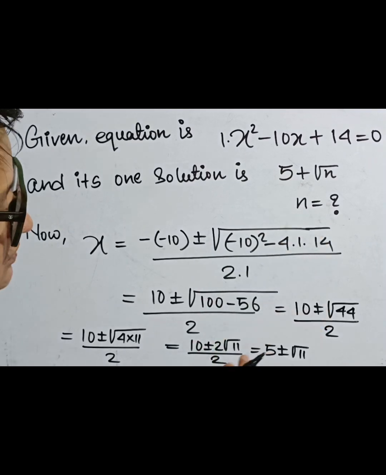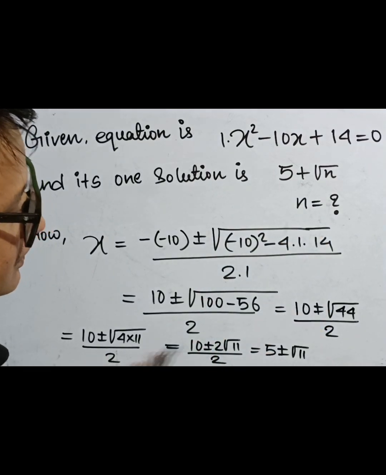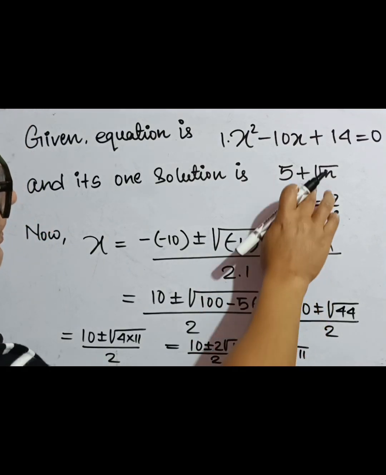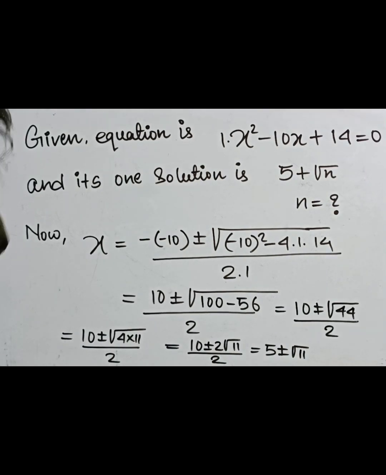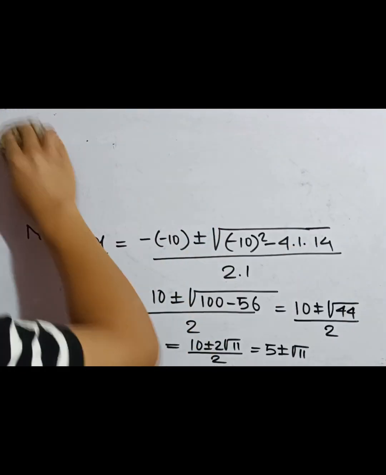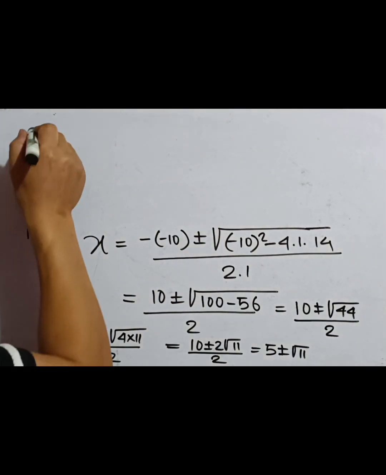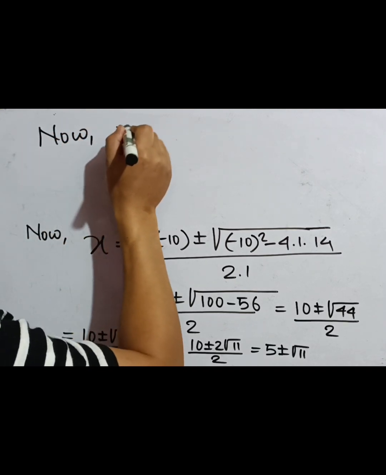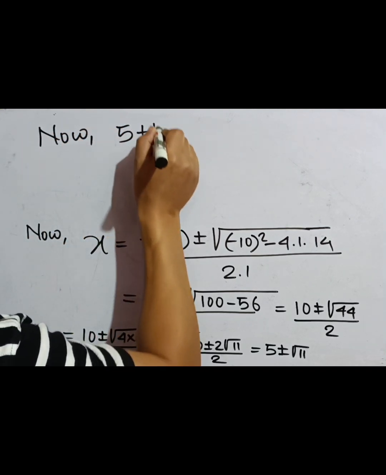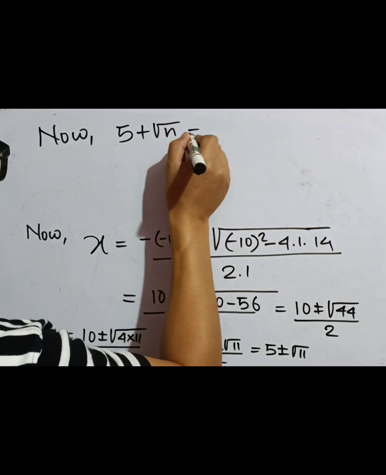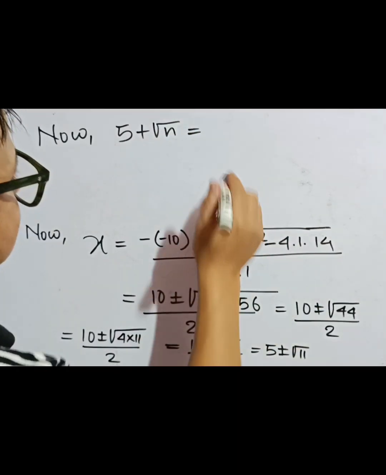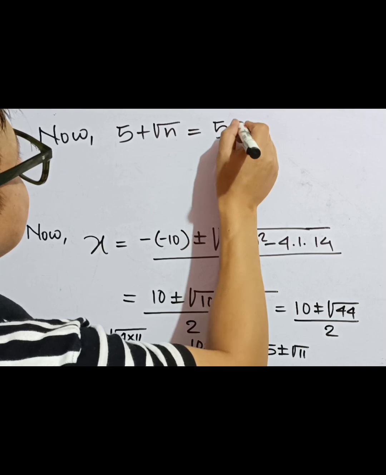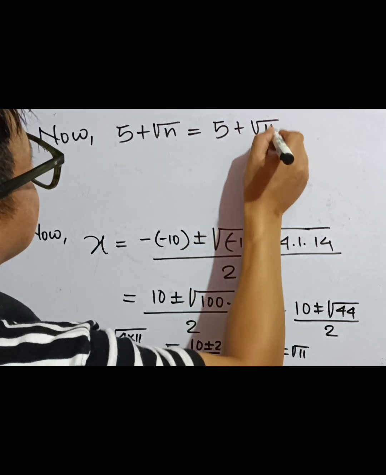But one solution is given by the equation, that is 5 plus root n. Now let us compare the positive root of the given equation with the one given root of the equation. So now given root according to the equation is 5 plus root n, and this is equal to the positive root. Let us consider positive root here, 5 plus root 11.